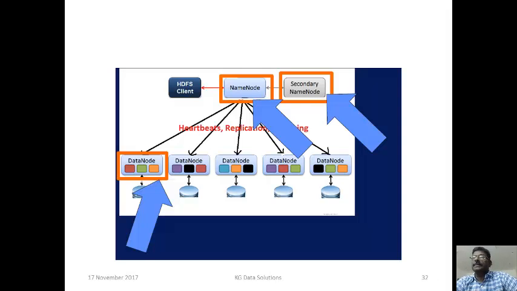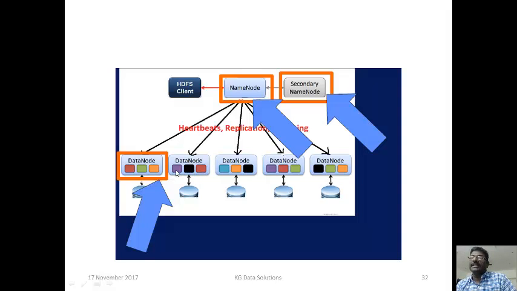We saw about replication. If you see the color of the data node, the black color data node will be in 3 places. This is 1, this is 2, this is 3. So these are the 3 places. Previously, under the topic of reliability, we had talked about the backup. It will be stored in 3 places. So that is called replication.